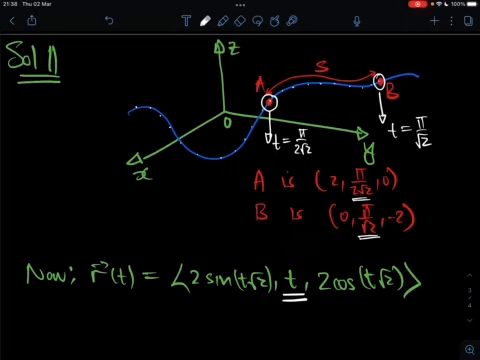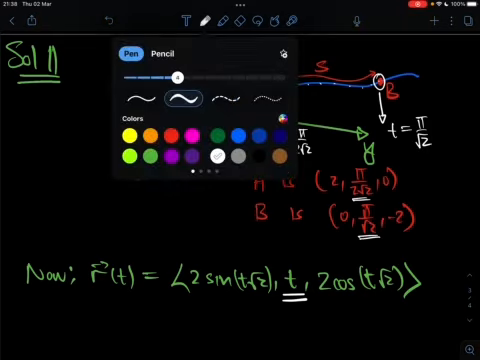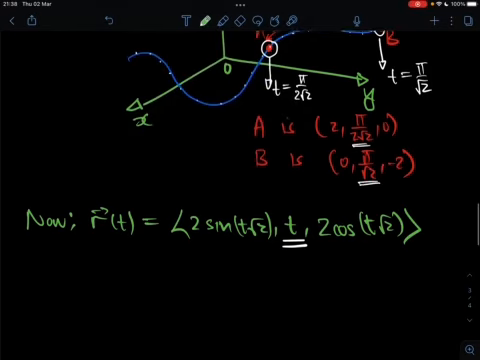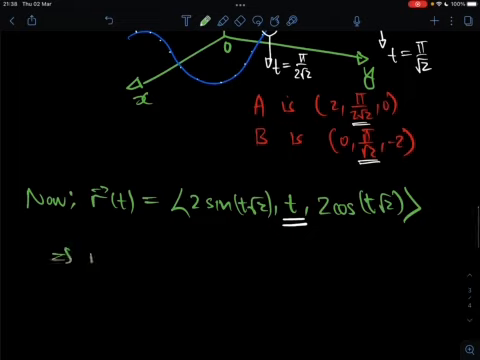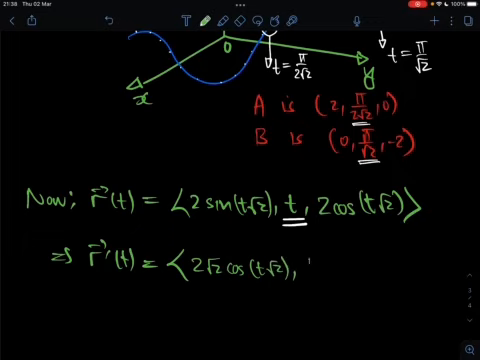Now, knowing our limits, it's time to see how we can deal with our problem. We need to differentiate this, so let's differentiate to find r prime of t. If we differentiate this, we get 2 root 2 cos t root 2, then differentiating inside the middle component, I get 1, then here I get negative 2 root 2 sine t root 2. This is what we observe.